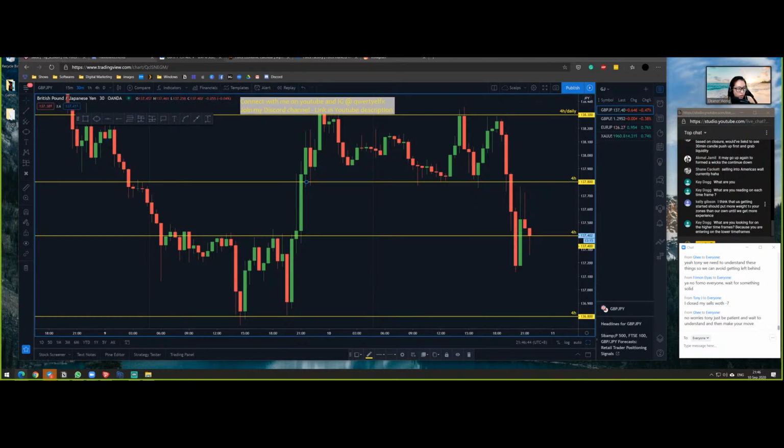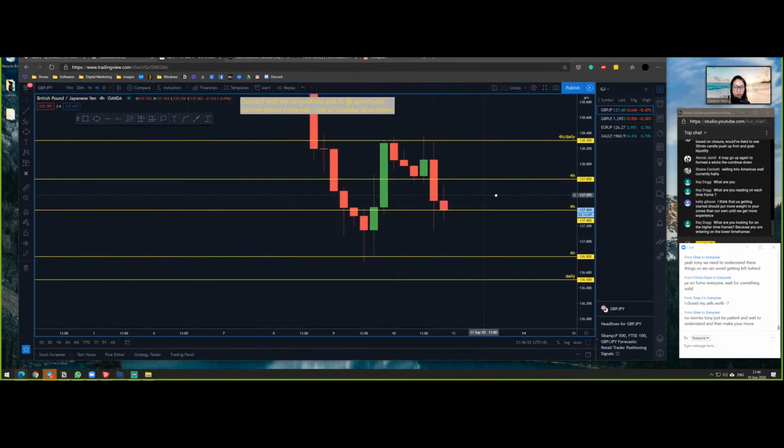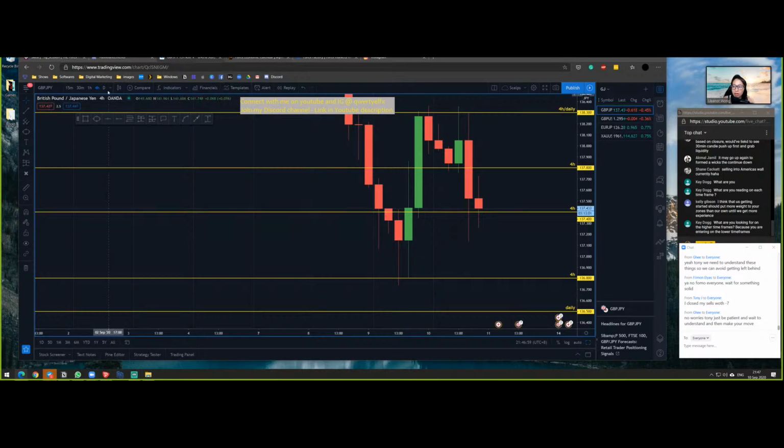What are you looking for on the higher time frames? Because you are entering on the lower time frames. Basically, right now, since I'm trading the intraday ranges, I would be looking at this current 4-hour candle.